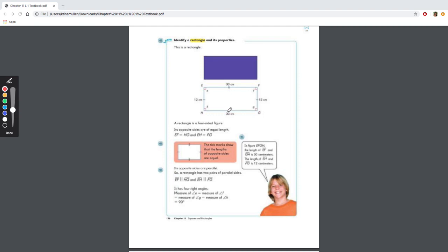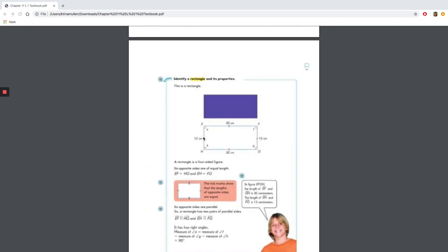Its opposite sides are parallel. Okay, so side EF and side HG are parallel. They never get any closer together or further apart. Side EH and FG are parallel. They never get any closer or further apart. All right, let's look at the next page.